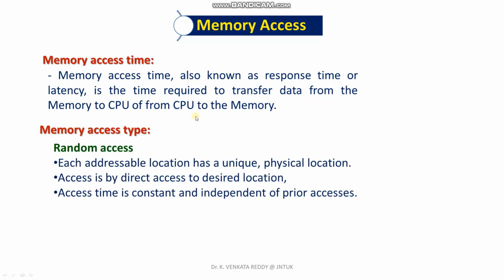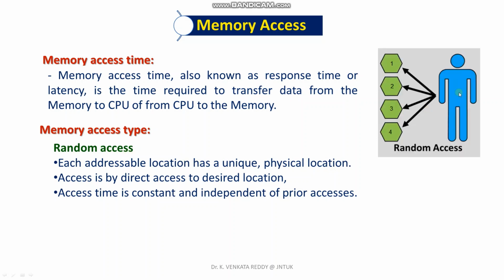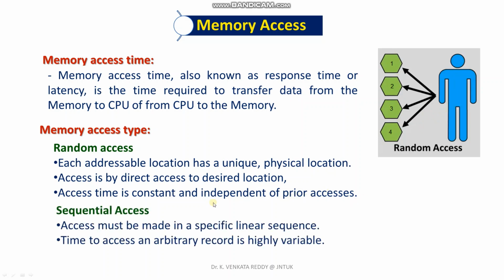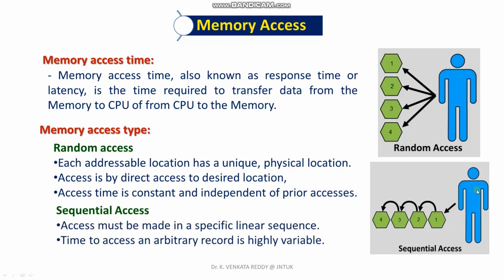Depending upon the type of memory access, the memories are classified into two types. They are random access memories and sequential access memories. In random access memories, the user can access any memory location directly. On the other hand, in sequential access memories, the user can access memory locations sequentially.